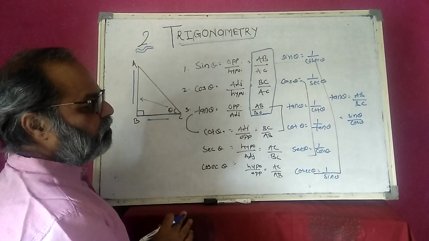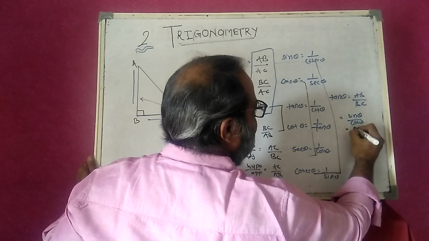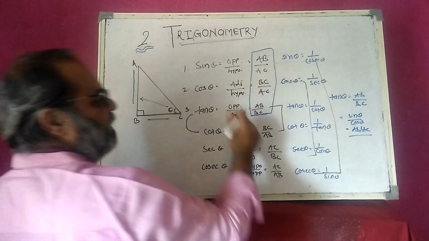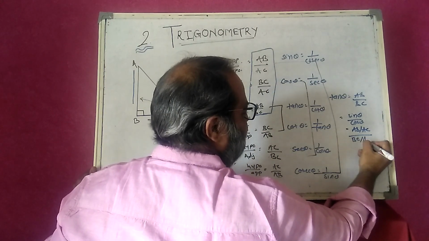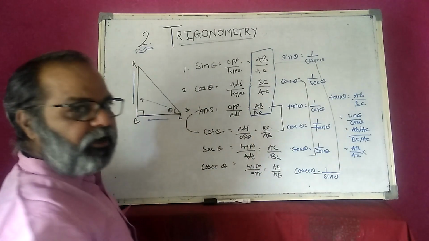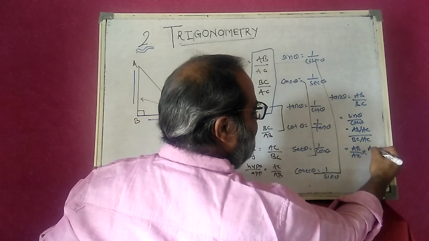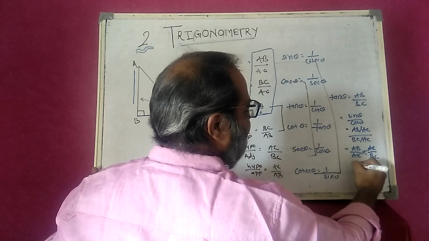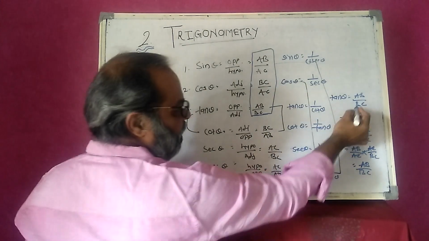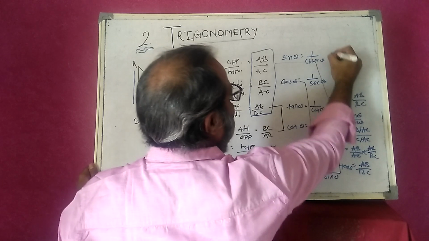Let's check it. So what is the value of sin theta? Sin theta is AB upon AC. So I just write AB upon AC divided by, what is cos theta? BC upon AC. So AB upon AC divided by BC upon AC, it is in the denominator. Just inverse it, it goes to the numerator. That is AC by BC. So AC gets cancelled, so AB upon BC. So what is AB upon BC? AB upon BC is tan theta. So you get a ratio here.